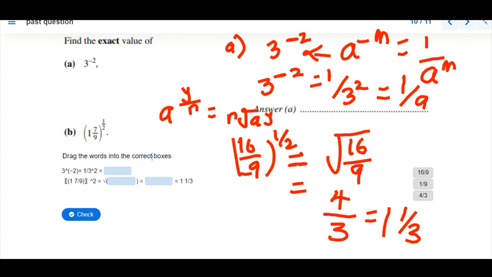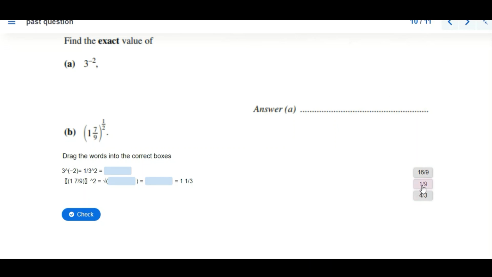So we are going to be dragging the solution here and see how we can actually have the final answer based on the activities we have here. So let's drag and let's see the solution. For this now, our answer is going to be 1 over 9. And for this, by the time you change this one to an improper fraction, it's going to be 16 over 9. The square root of 16 is 4. The square root of 9 is what? 3. So we have 4 over 3. And that's the answer.